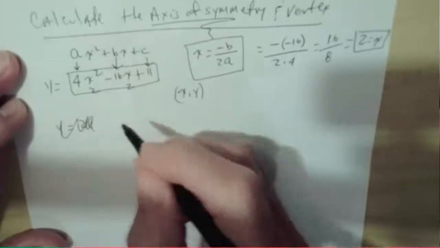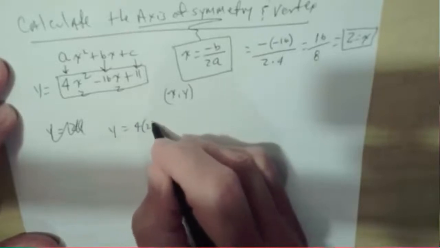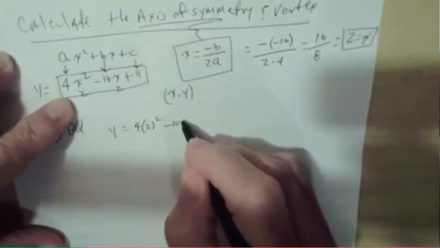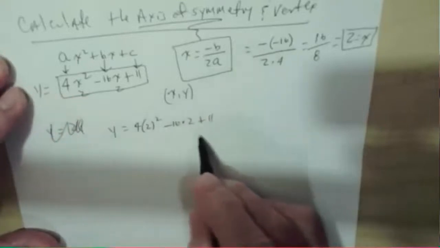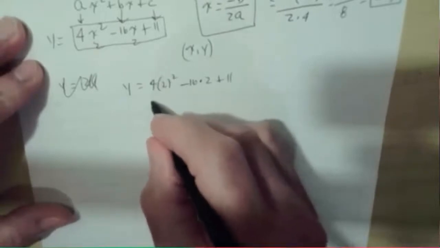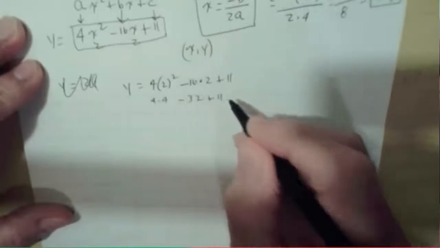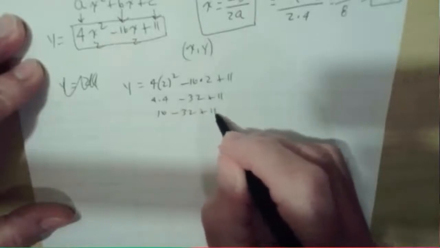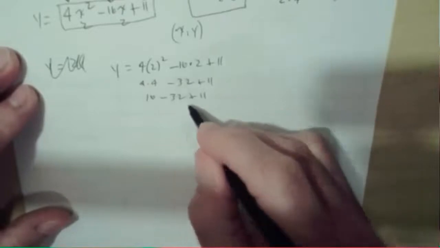So our y is going to equal 4 times 2 squared, right, wherever there's an x, minus 16 times 2 plus 11. Now you can plug this into your calculator and it'll spit out the answer for you. 2 squared is 4, so 4 times 4 minus 32 plus 11. So 16 minus 32 plus 11 is, let's see, it's negative 5, I think.